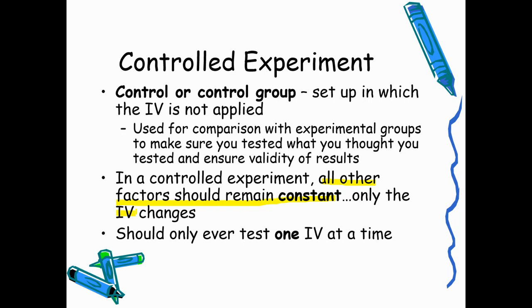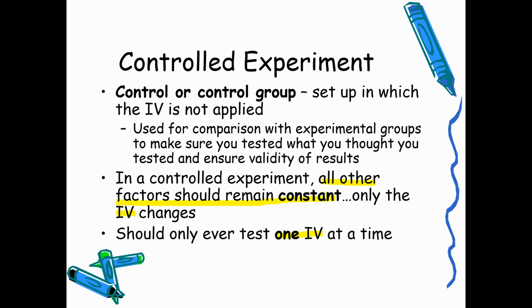So if I want to test different salt concentrations and how they affect the growth of plants, the only thing that should be different in my test is the salt concentration, okay? So you should only ever test one independent variable at a time, because if you don't do that, you have no idea what led to the results.